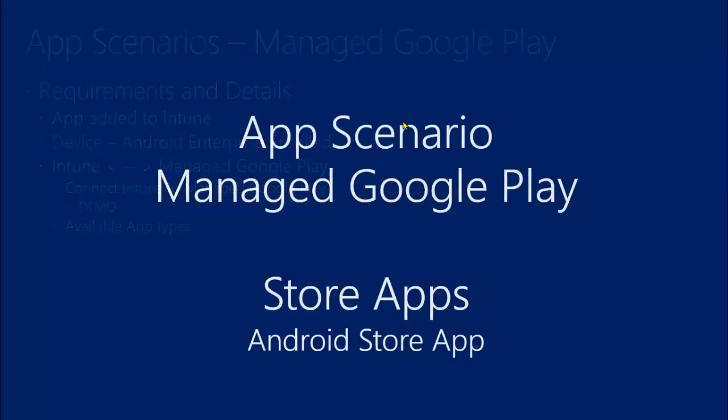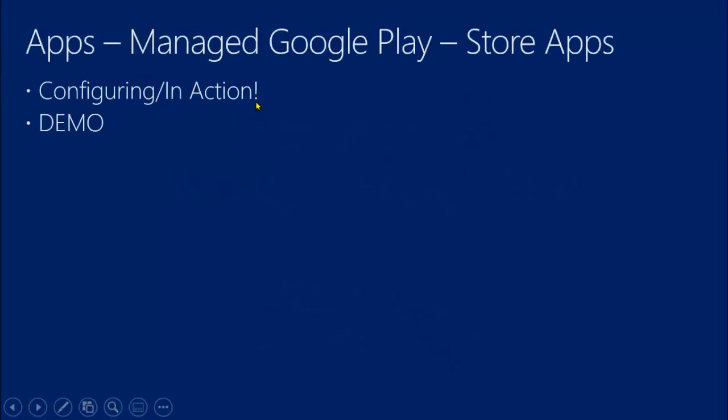Okay. Now, once you have your tenant connected to managed Google Play, there are 3 different app types that you can install. The first is a store app. Well, actually, all 3 of these fall under the umbrella of store apps. You don't think of them necessarily as store apps, but they are. This would be an Android, managed Google Play Android store app is the first one we'll do. So in terms of actually going through and configuring this, pretty easy.